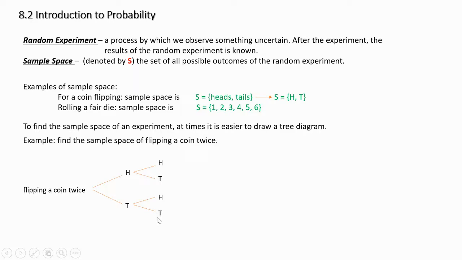So my sample space is seen by following the diagram here. You see it can be heads, heads. It can be heads, tails. It can be tails, heads. And it can be tails, tails. So these are the possible outcomes for flipping a coin twice. So this is my sample space: heads-heads, heads-tails, tails-heads, and tails-tails. That's considered my sample space.